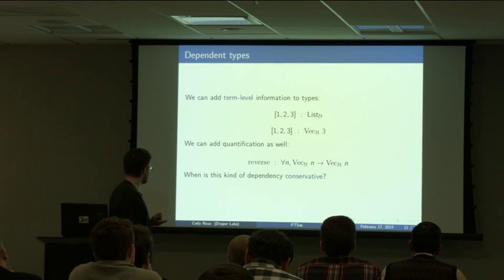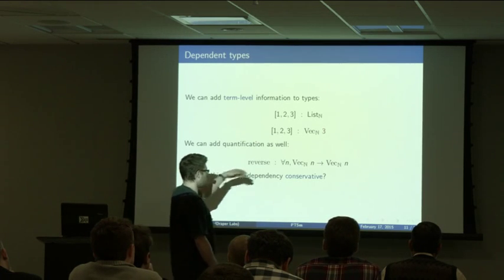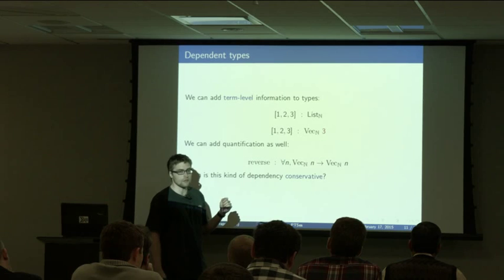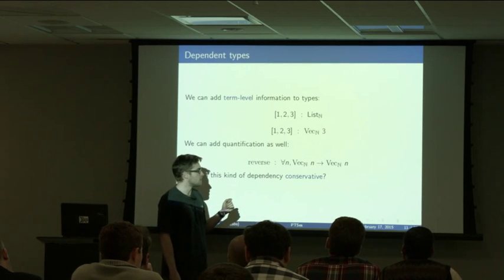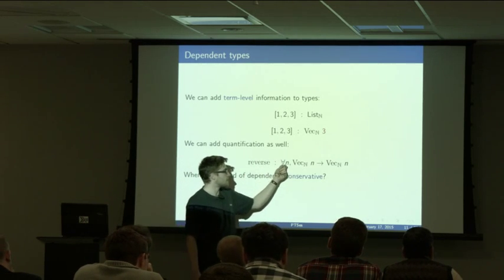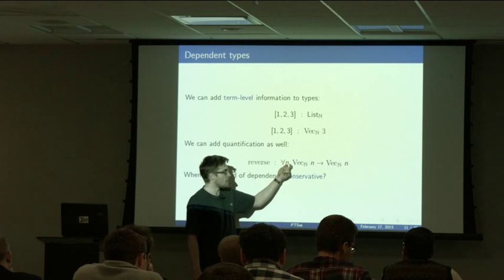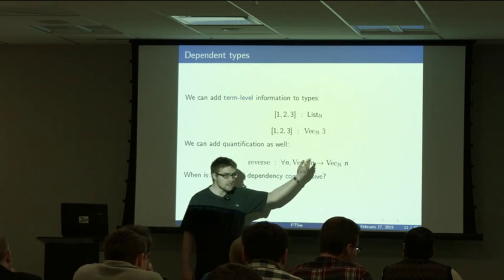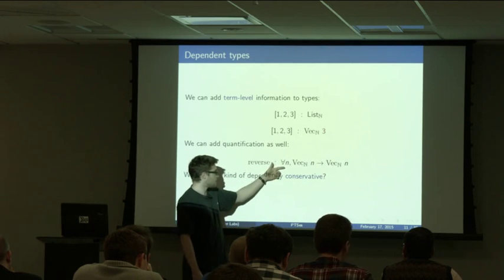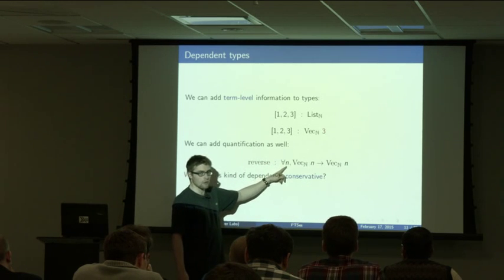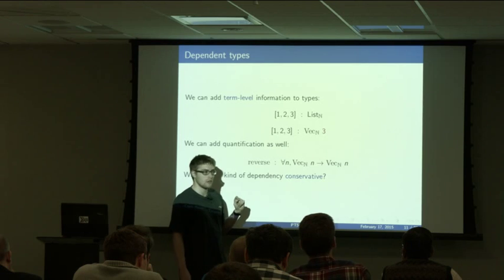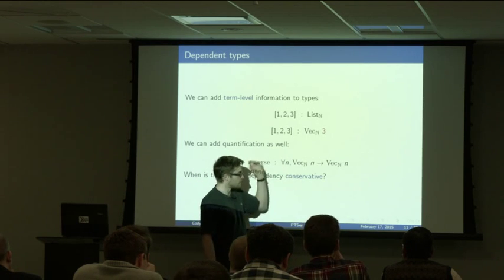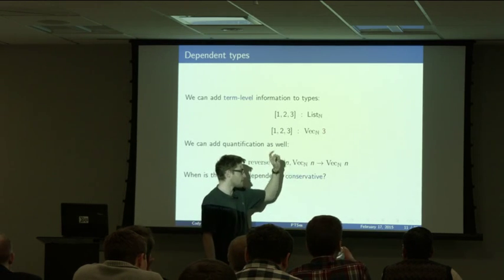And of course, you want to be able to quantify, or then you don't have something that useful. Reverse takes some length and a list of that length, and it returns another list of the same length. And so you're sort of polymorphic in the length, okay? And of course, later we'll see that you can be polymorphic in the length and in the type.